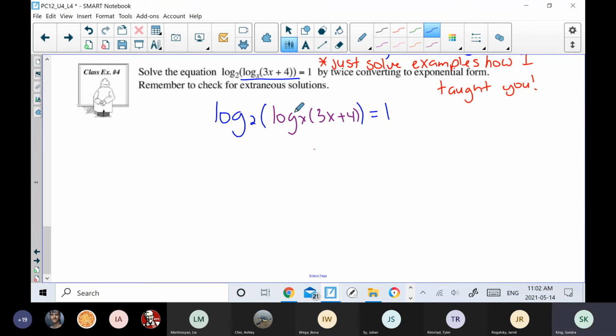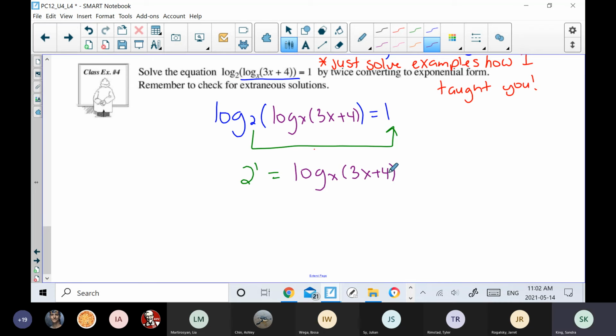Okay, so you have one log here, right? Because you have to recognize that this is the argument is equal to a constant. So this would be a case, which case was this? This was case 2. And I could get out of log form right now by going into exponential form. So 2 to the power of 1 is equal to my argument. My argument just happens to be another log. Log base x of 3x plus 4.